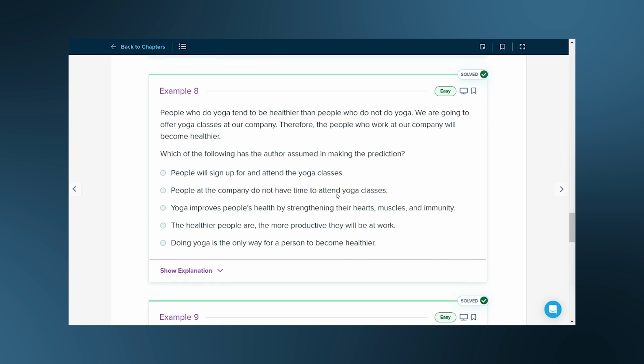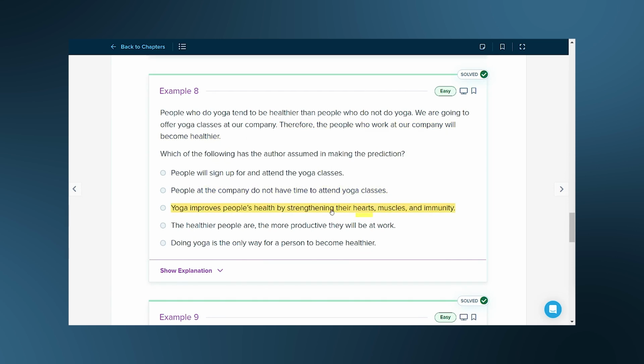B, people at the company do not have time to attend yoga classes. This is not an assumption the argument relies on. This assumption would weaken the argument. So the author that wrote this conclusion clearly doesn't assume that employees are too busy to participate in the classes.